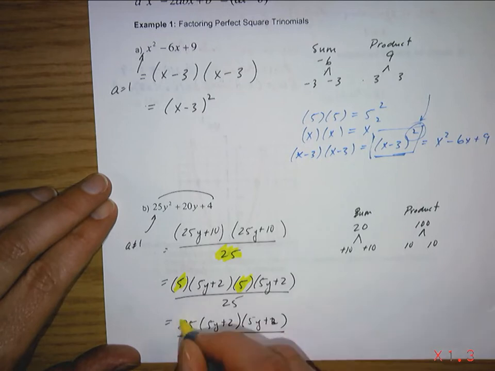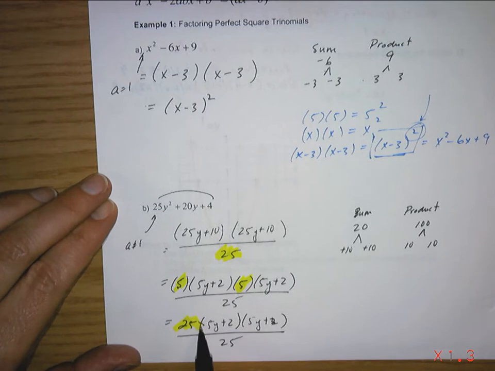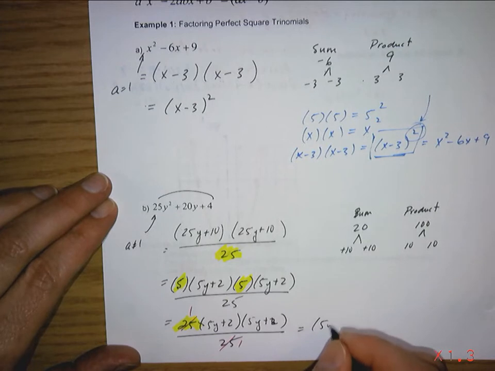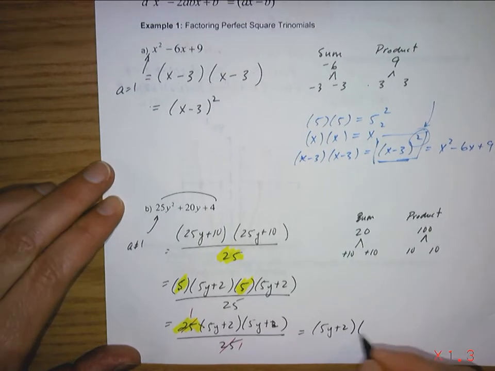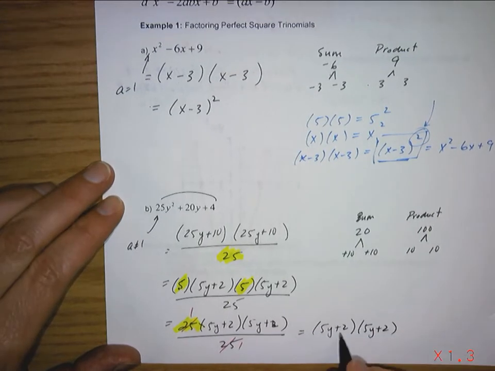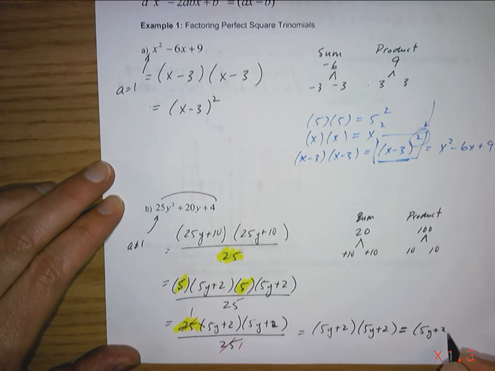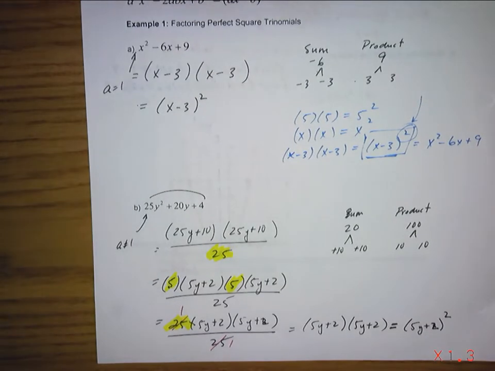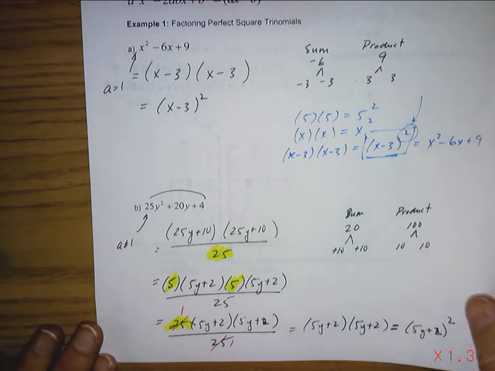What we have now is this 5 multiplied to give this 25. This 25 and this 25 will now reduce, leaving you with 5y plus 2 and a 5y plus 2. You notice that these are identical, so that can be written as a perfect square trinomial as 5y plus 2 squared. That's it. Those are perfect square trinomials. Let's flip over and see what else we have going on.